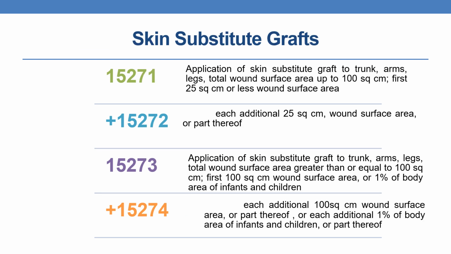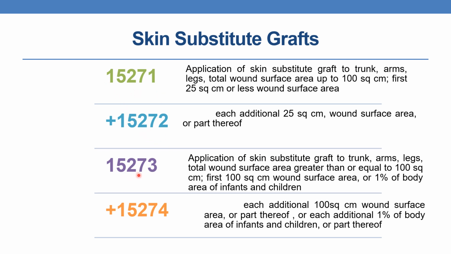Now coming to the next code category, that is skin substitute grafts. The first CPT is 15271. Application of skin substitute grafts to trunk, arms, legs, total wound surface area up to 100 square centimeters. Here, in order to give the code 15271, the wound surface area must be up to 100 square centimeters, and 15271 must be used for the first 25 square centimeters or less wound surface area. For each additional 25 square centimeters of wound surface area or part thereof, you must use the add-on code plus 15272. 15272 should be used in conjunction with 15271.